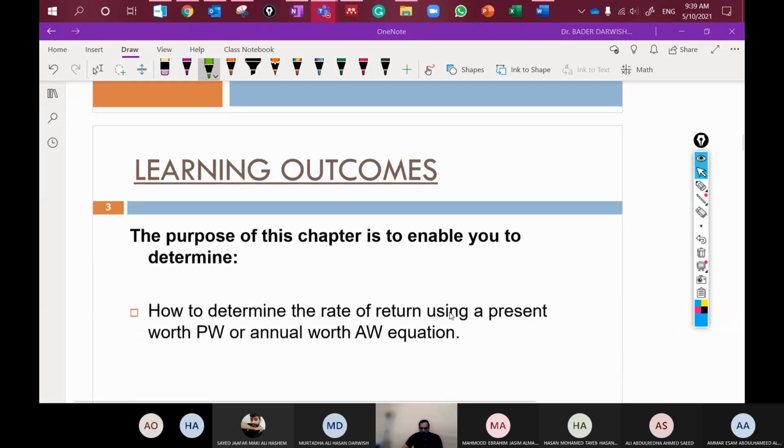What is the purpose of this chapter? It's a straightforward purpose. We are trying to determine the rate of return. Based on what? We're going to use the same analysis as a break-even analysis. That means either using a present worth or an annual worth equation. And if you equate to 0, you can find an unknown.